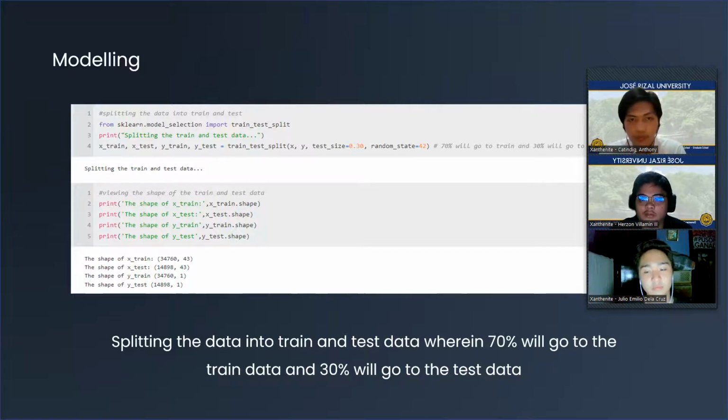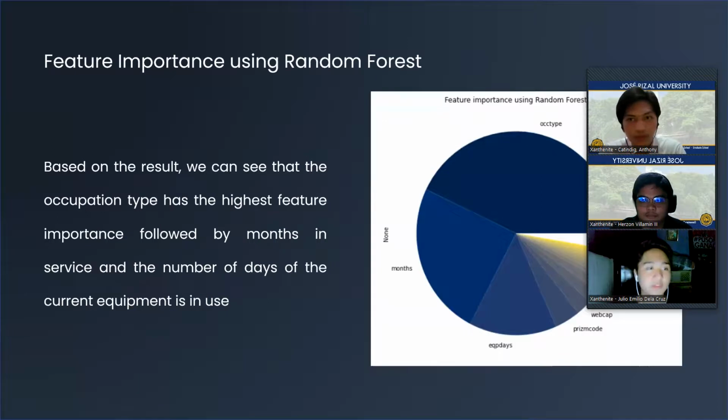We have also normalized the train and test data using min-max scaler to make the data more uniform. After that, we have used the random forest classifier to get the feature importance of the dataset. So feature importance using random forest. Based on the result, we can see that the occupation type has the highest feature importance, followed by demand in service and the number of days the current equipment is in use.